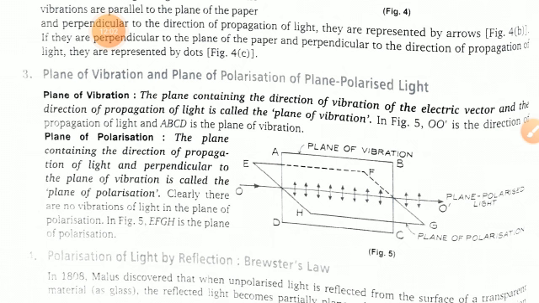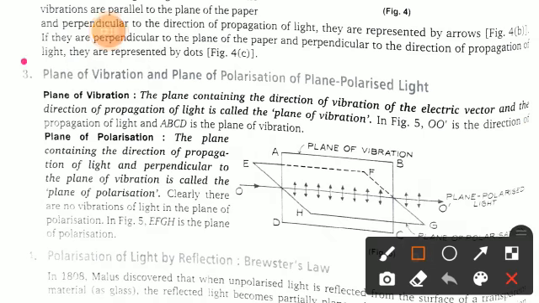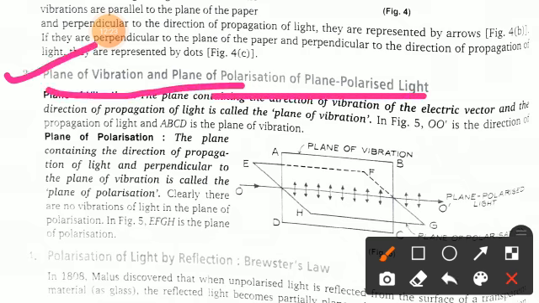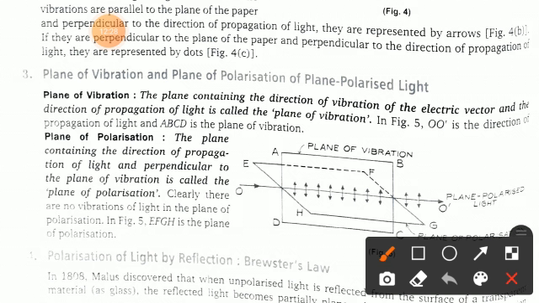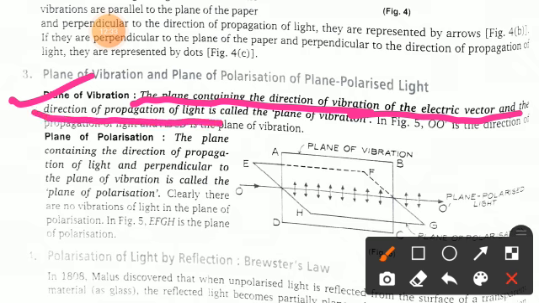Plane of vibration and plane of polarization of plane polarized light. What are the plane of vibration and plane of polarization? This is also an important one, so you have to see this. So first we talk about what is the plane of vibration. The plane containing the direction of vibration of the electric vector and the direction of propagation of light is called the plane of vibration.